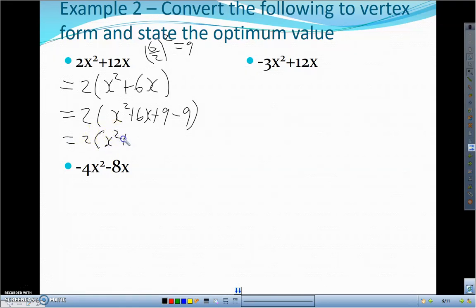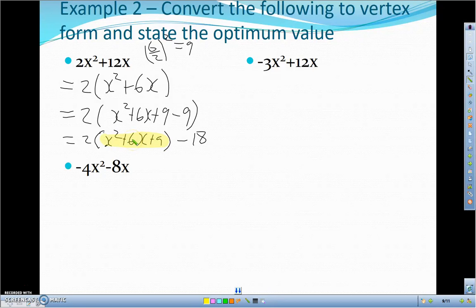x squared plus 6x plus 9. 2 times the minus 9 turns into minus 18. And notice that this trinomial here is a perfect square, which is just x plus 3 squared. So this whole thing is going to be equal to 2 bracket, where's my pen?